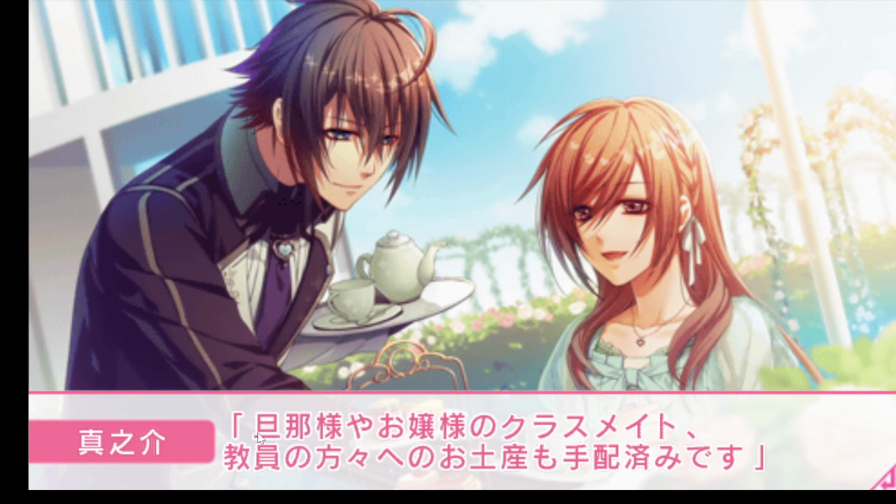So the master of the house and the classmates of the lady, and then the teaching members, the people of the teaching members. By the way, the souvenirs are also prepared. Katagata e no omiyage. So this "e" is the particle of direction.